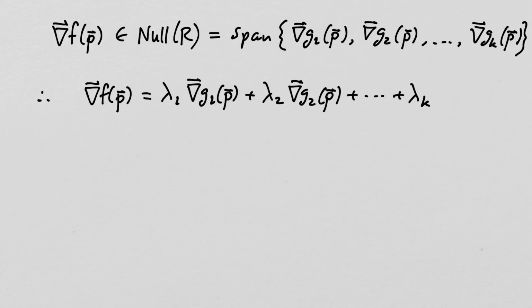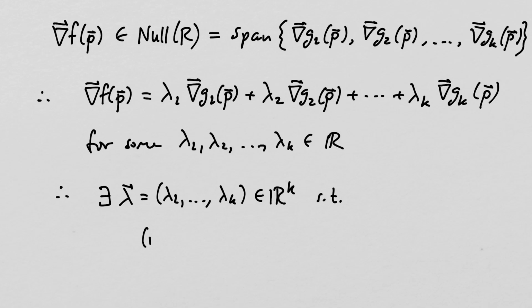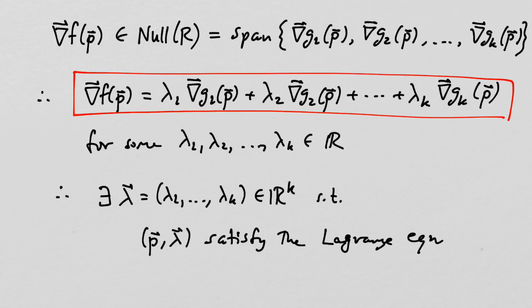Of that basis. Okay? And so these are for some coefficients in the reals. So in other words, there exists a vector lambda in k-space such that P and lambda together satisfy the Lagrange equation, which is this equation here. But in fact, it also satisfies the Lagrange system.